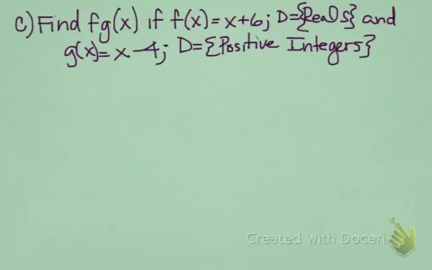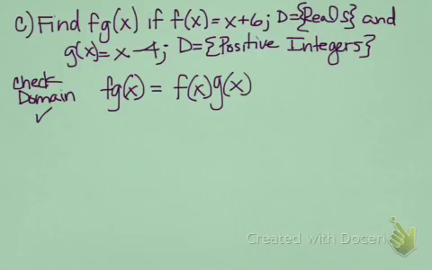Okay, last one. Find fg of x if f of x is x plus 6, the domain is reals, and g of x is x minus 4, the domain is positive integers. Check the domain. When we check the domain, we see that our input is x. So x can be any of those, so we're okay. Our domain is checked. So fg of x is f of x times g of x, so we're multiplying x plus 6 times x minus 4.